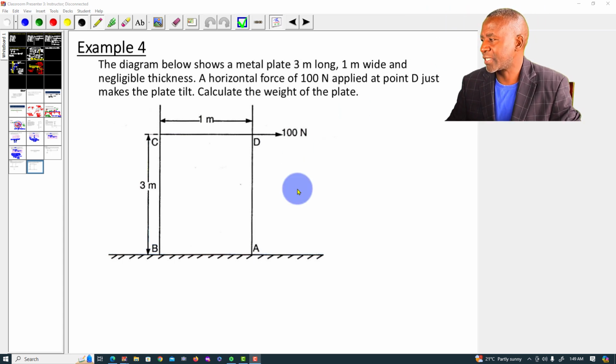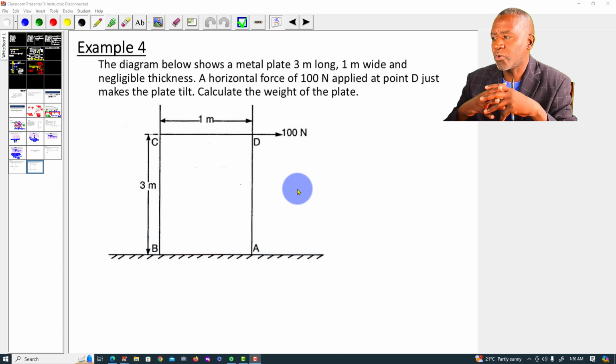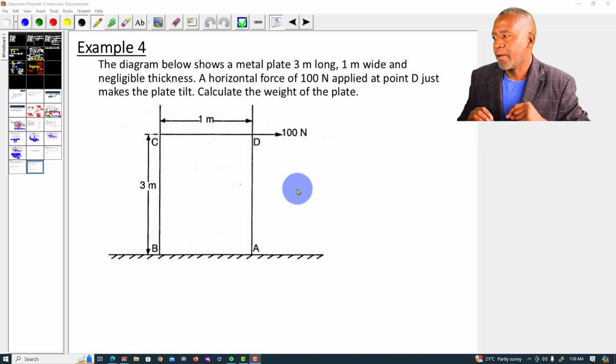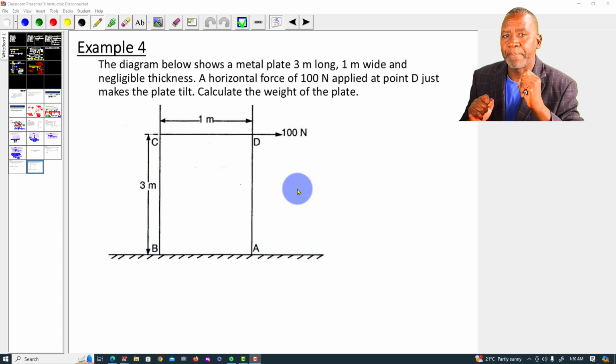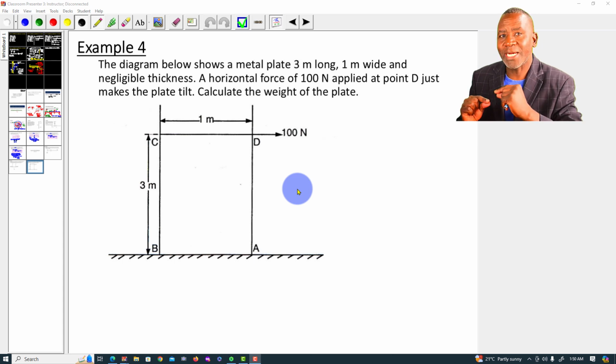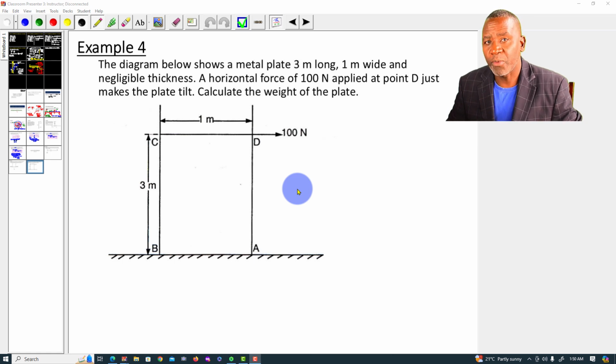Now here we are told that the diagram below shows a metal plate 3 meters long, 1 meter wide, and negligible thickness. So it is a lamina. This is what we refer to as a lamina. A horizontal force of 100 newtons applied at point D just makes the plate tilt. So this plate is in equilibrium. It is just about to turn. So still that is equilibrium. So the principle of moments must apply. Calculate the weight of the plate.